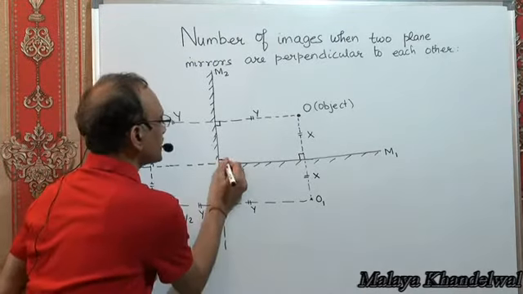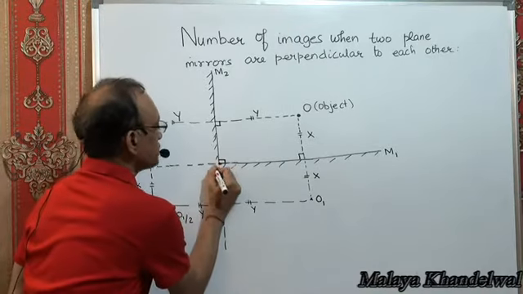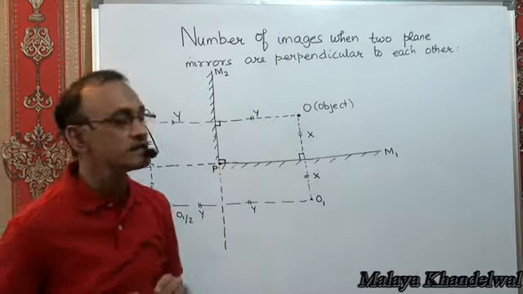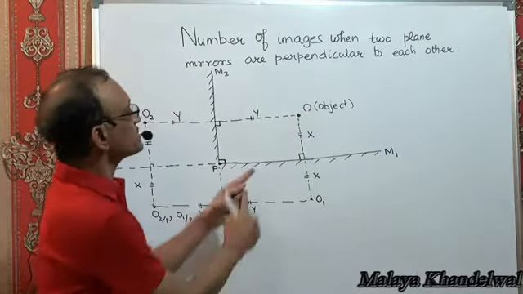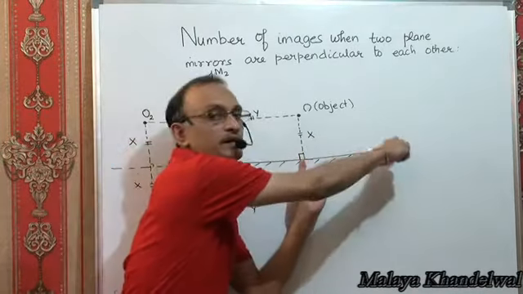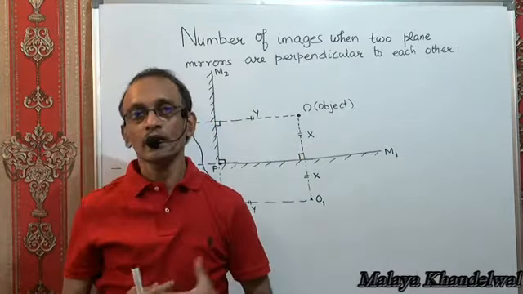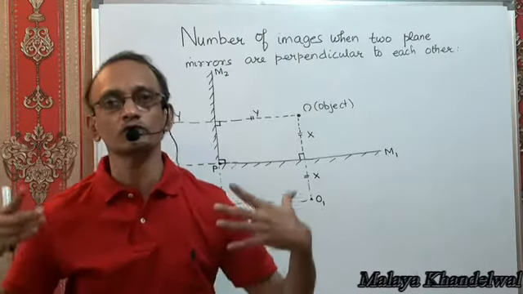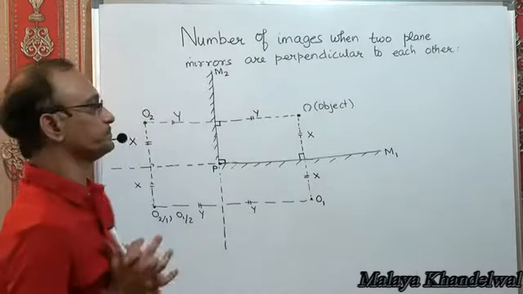The angle between them is 90 degrees, and say P is the point where they intersect, and we have a point object O. O is at a distance x from mirror M1 and at a distance y from mirror M2. What we want to do is find the number of images in this case. Now this is a very simple situation.